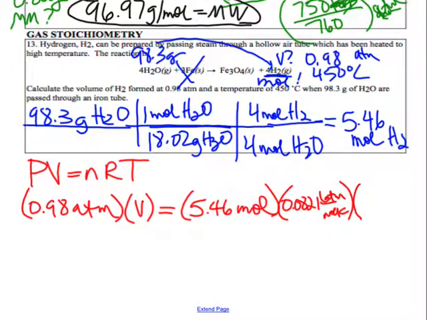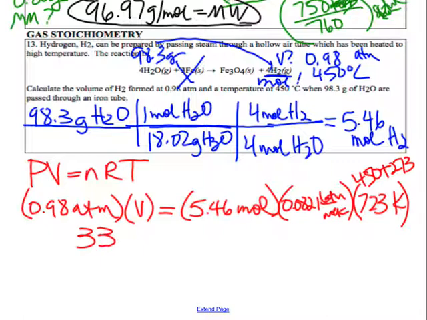And my temperature, 723 Kelvin. So what you could do in here is write 450 plus 273. I'm okay with that. If you don't, you need to show the conversion somewhere else. 330? Wow. 300, and let's look at our sig figs.